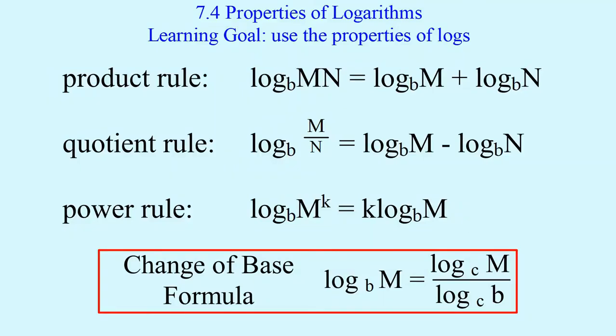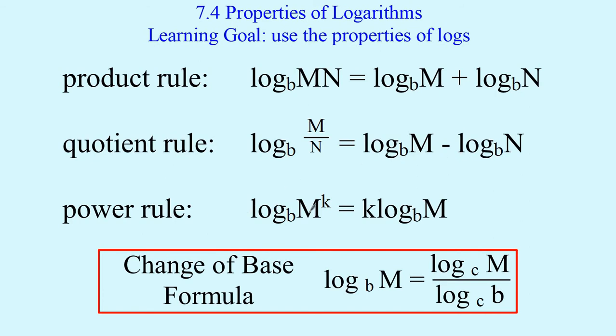Hello. Today we're going to talk about 7.4 properties of logarithms. So the first two properties are very similar to your exponent properties. They're just kind of in reverse. When you add logs, you multiply the arguments. When you subtract logs, you divide the arguments. Notice you go in the order of how you read it. It's m minus n, so it's m over n. It goes in that same order.